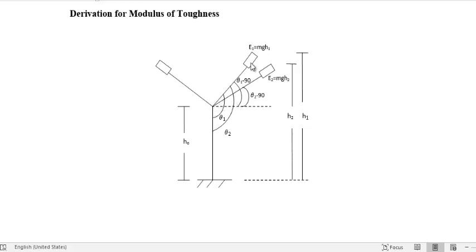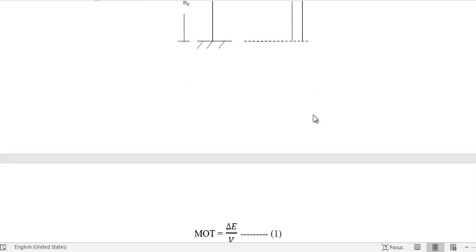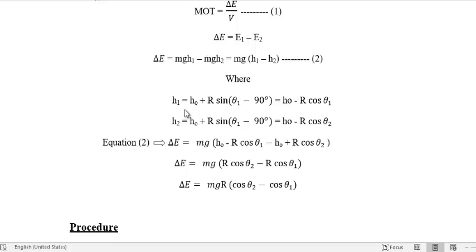So the hypotenuse, which is r, the length of the hammer, times cos of theta 1 minus 90, and if we add h naught into it, we'll get h1. So h1 is equal to h naught plus r sine of theta 1 minus 90, and from basic trigonometry we know that sine of theta 1 minus 90 is minus cos of theta 1. Similarly, h2 can be calculated as h naught plus r sine of theta 1.